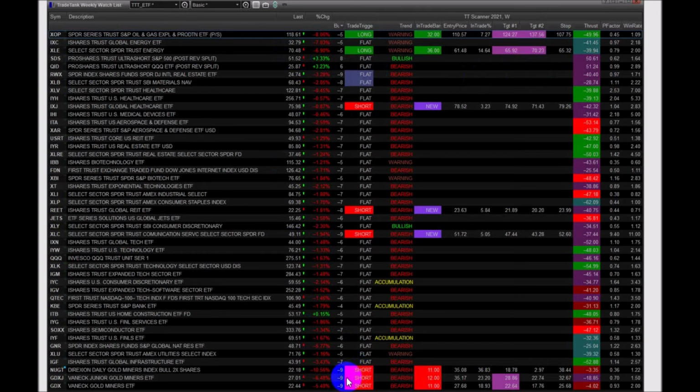We also have our gold miners and nuggets here. You can see we've got 38% in profit in nugget, 23% profit in GDX, and almost 19% profit in GDXJ. So this was GDXJ and GDX. You can get these in the TradeTank.com member area.